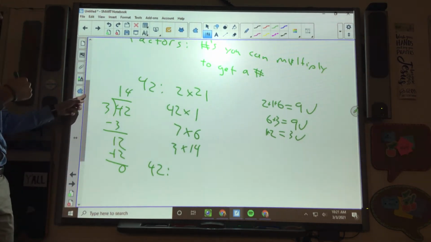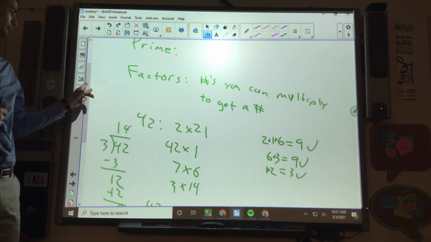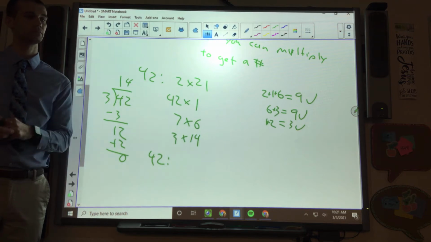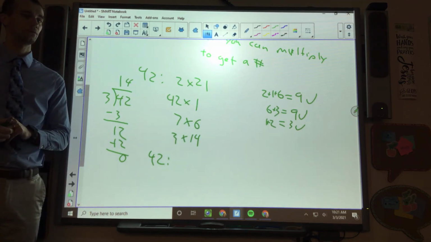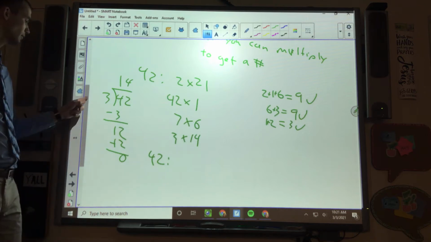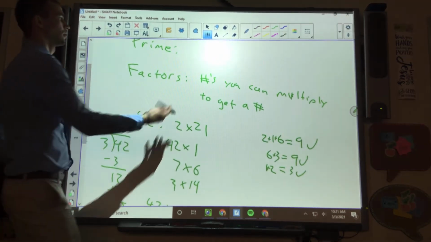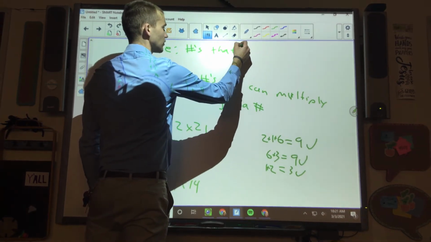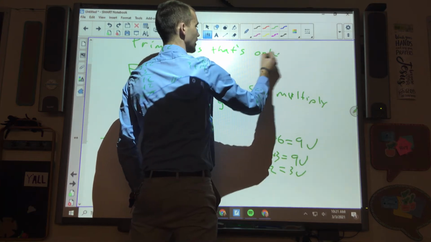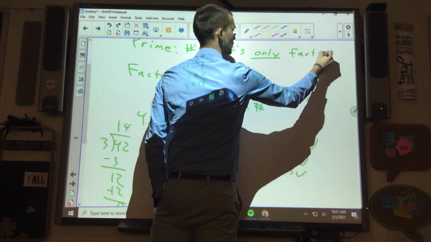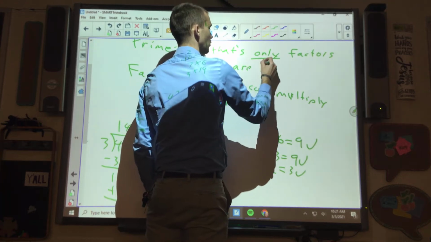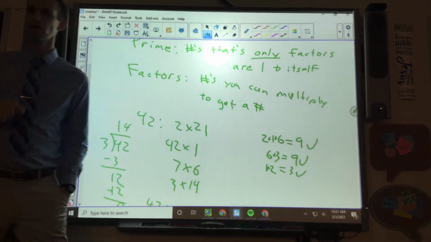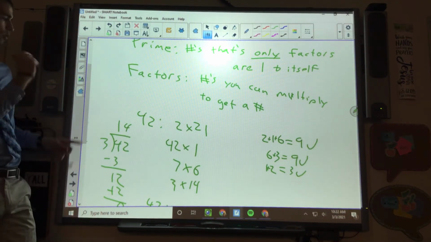So now we're going to go to prime. What are prime numbers? I'll give you a clue. These are all prime numbers right here. Anything that could be multiplied by itself and 1. Yes. Prime numbers are numbers whose only factors are 1 and itself.